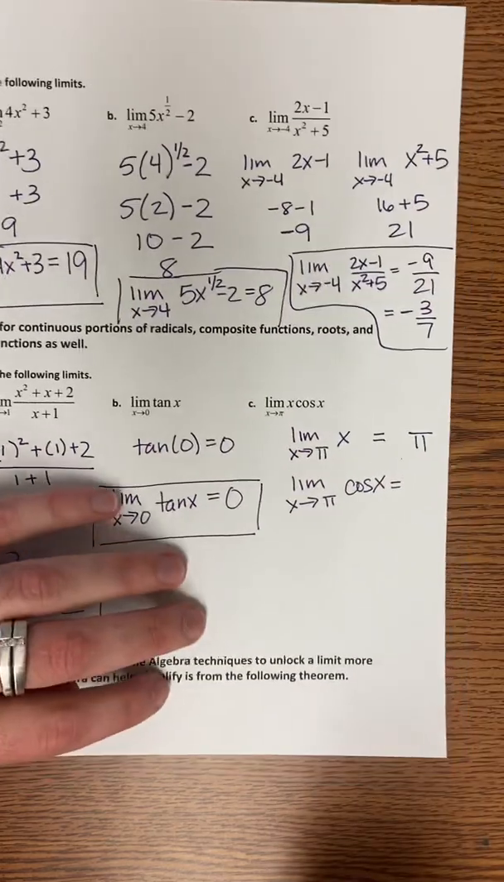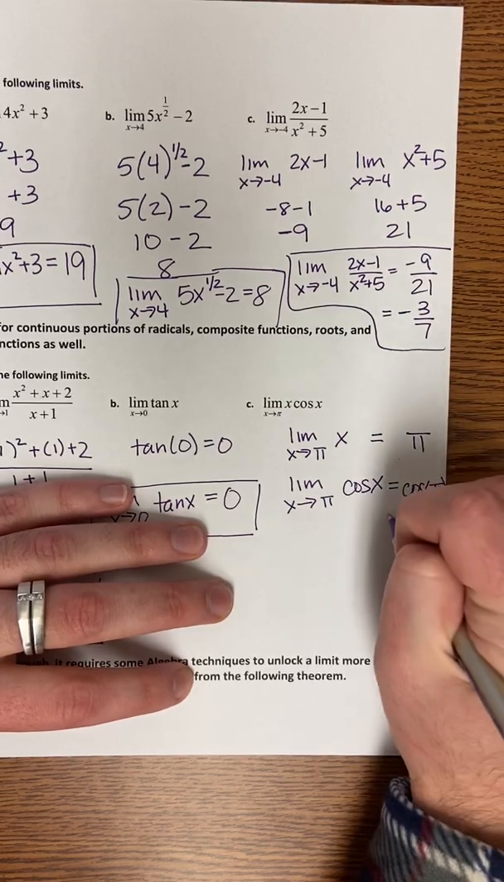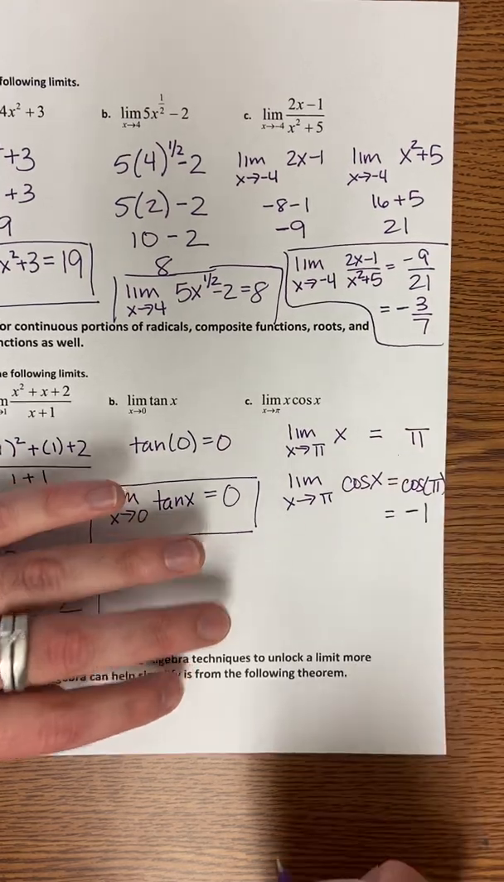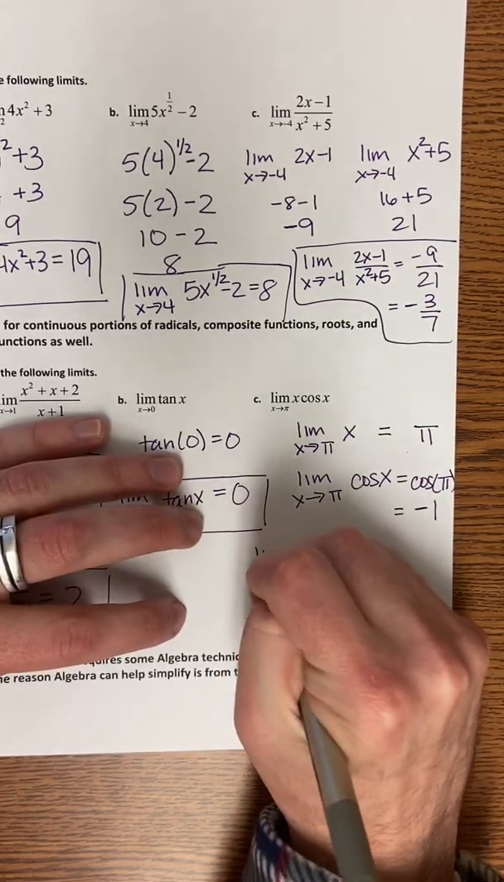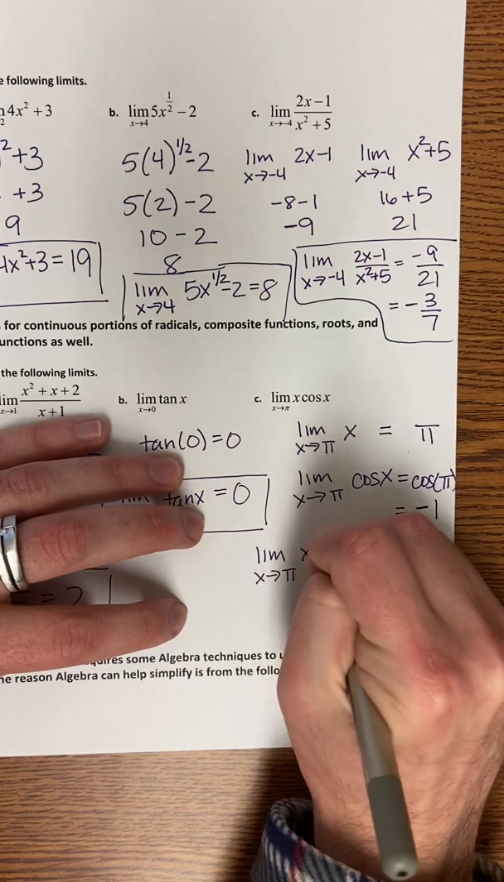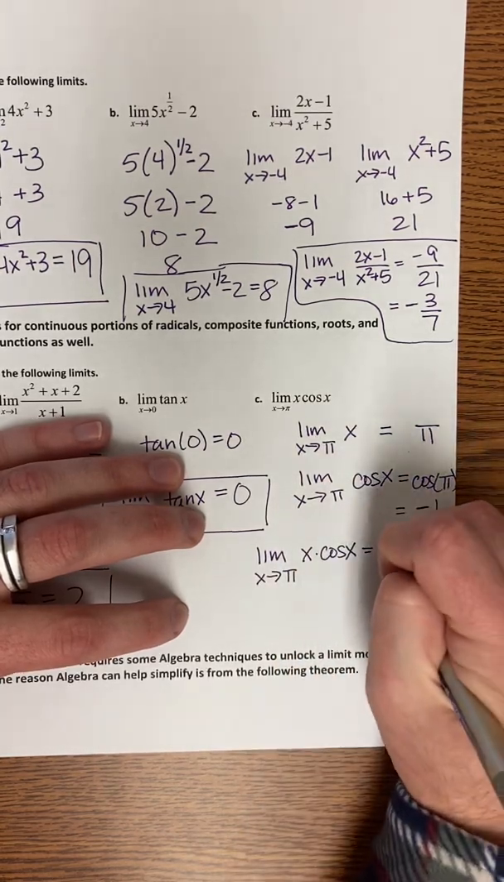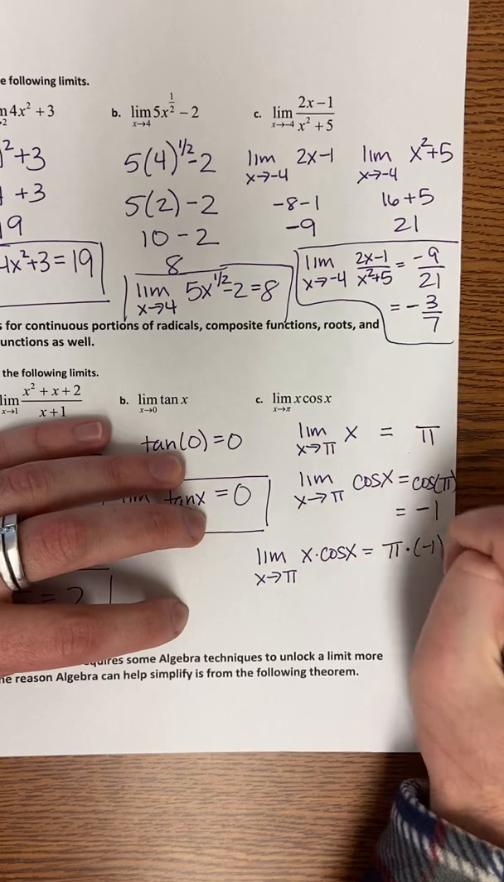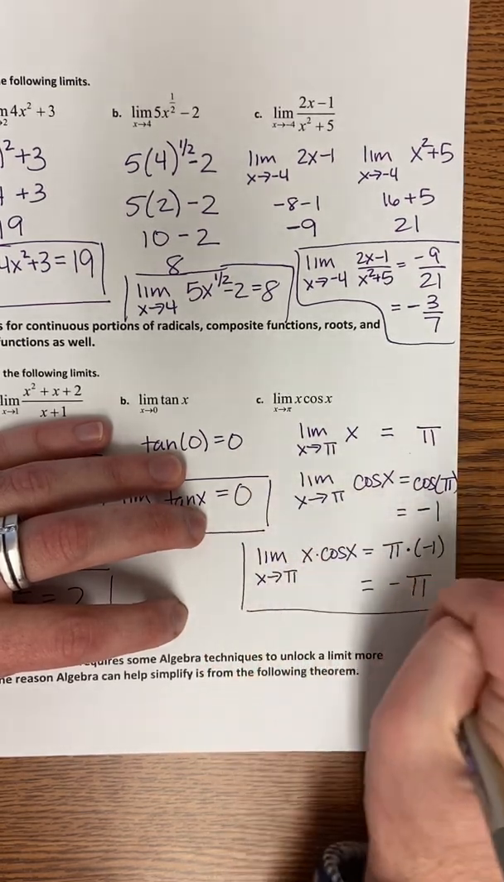What happens when we do this for cosine x? Well, it's the cosine of pi, and the cosine of pi is -1. That means the limit as x approaches pi of x times cosine x is the product of these two limits separately, which is pi times -1, which is -pi.